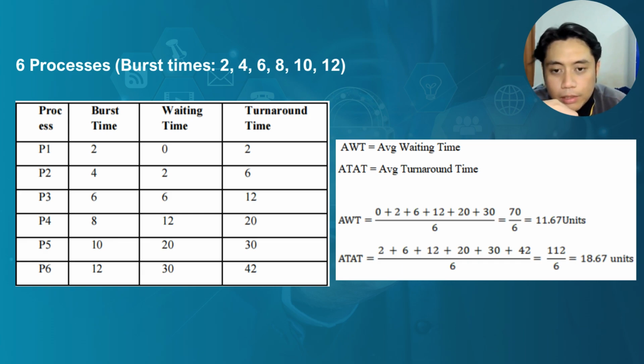We use the same method as the 4 processors. You can see the average waiting time and average turnaround time. For average waiting time, we add up the waiting times in the table, and then we divide by 6, same as turnaround. We divide by 6, so we got 11.67 units for average waiting time, and then 18.67 units for average turnaround time. So why do we divide by 6? Because we use 6 processors.